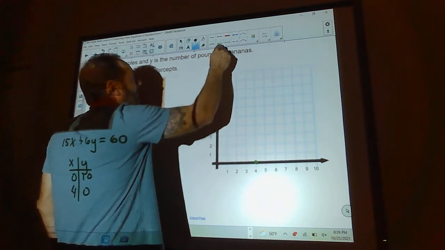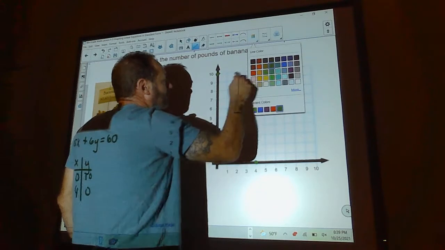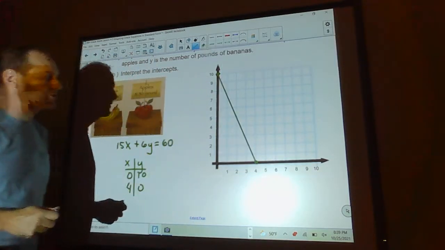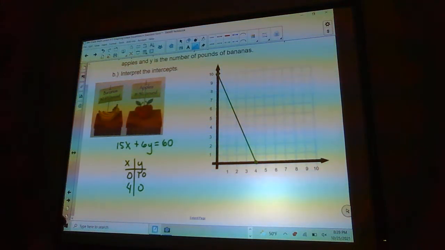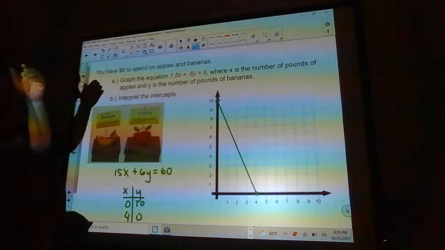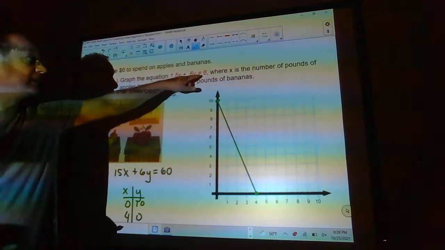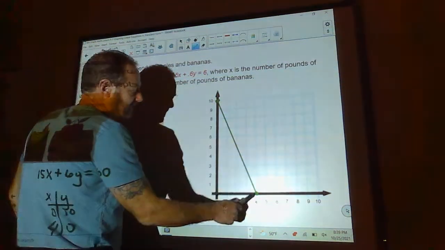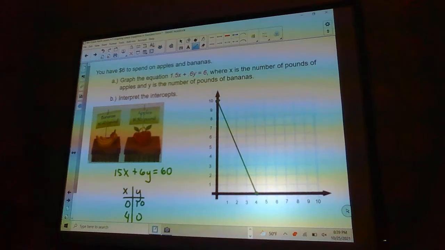And then this, notice my other lines had arrows on the ends. This one's not going to have arrows on the ends because I'm going to run out of money at $6. So this has a beginning and an end. At any point on here, I'm spending $6 on that line.